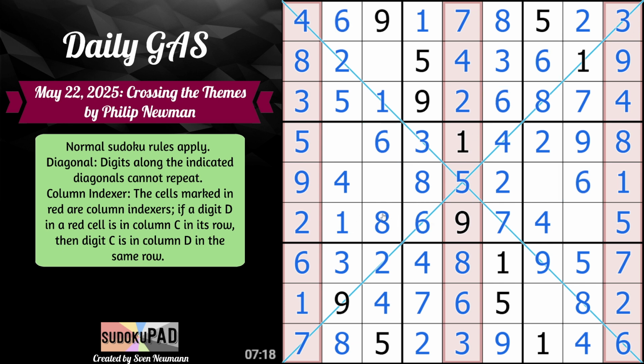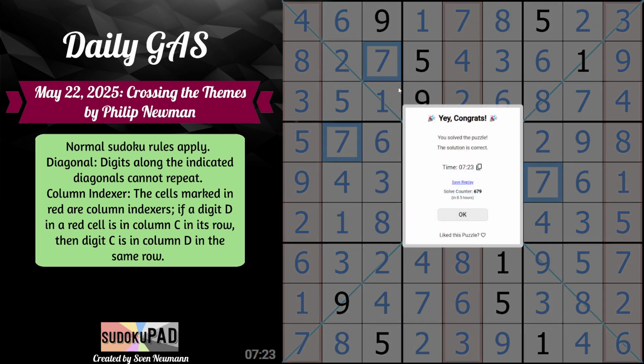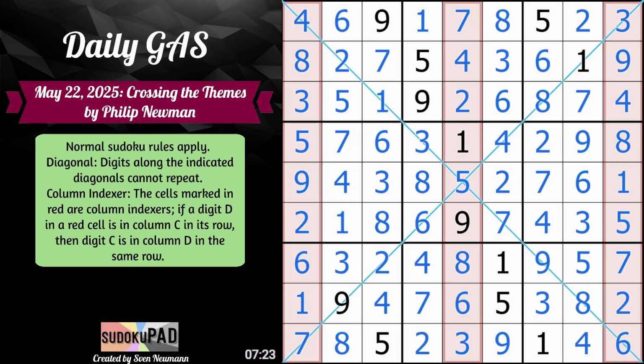And what still haven't we fully considered? 3s and 7s, it looks like. So 3, 3, 3, and 7, 7, 7. And we are done in 7 minutes and 23 seconds with Crossing the Themes by Philip Newman.